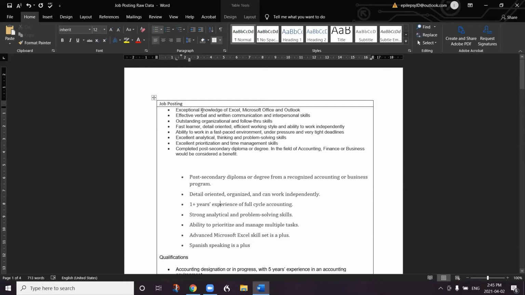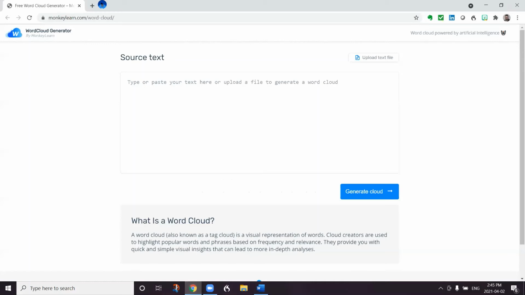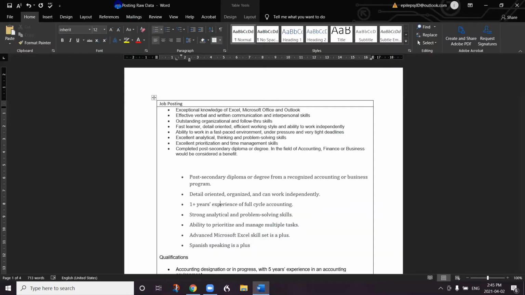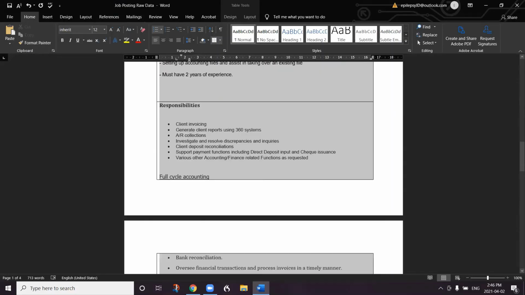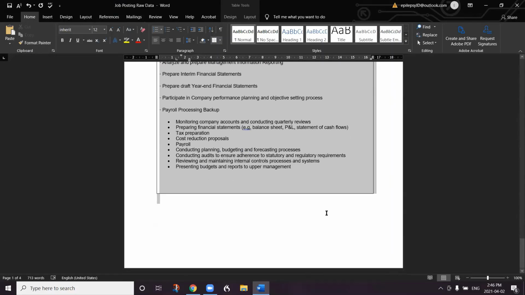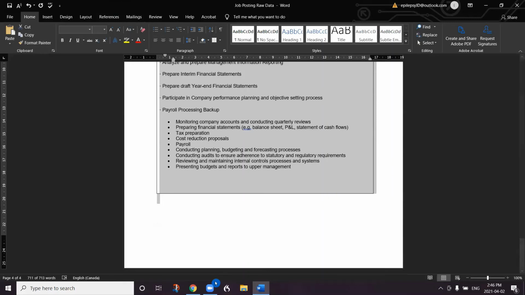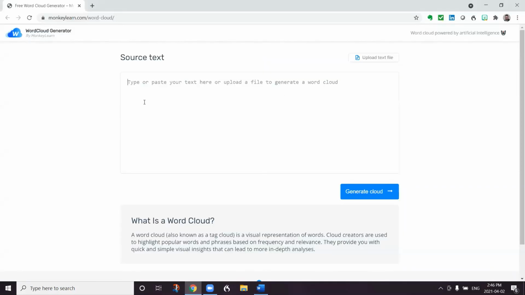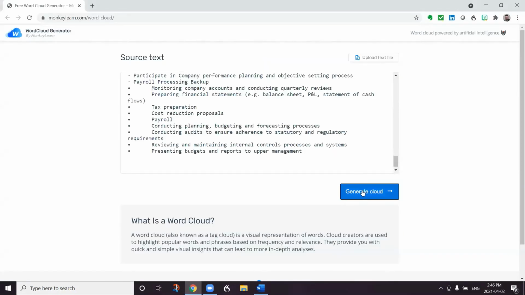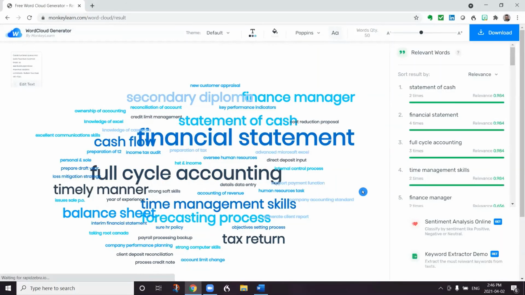After you've copied and pasted 5 job postings into a Word document, you want to go to a Word Cloud Generator. This is monkeylearn.com/wordcloud. And we're going to go back to our job posting list, and we are going to copy all this great information from different employers, and we are going to go back here. We're going to paste it in, and we're going to click Generate Word Cloud.